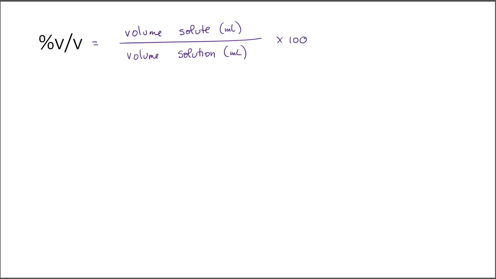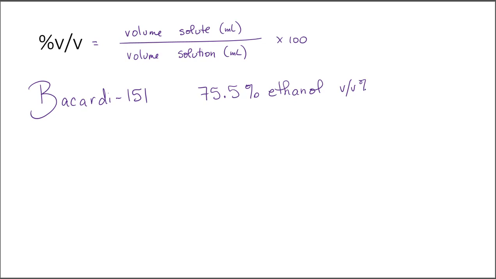So the absolute best example that I can give you for a percent volume that normal people deal with in real life, I don't even think it's sold anymore, is a throwback to when I was in college. Bacardi 151 is a very, very strong liquor. It is rum that is extra concentrated. And what that Bacardi 151 means is that it is 75.5% ethanol. And that is a volume percent.